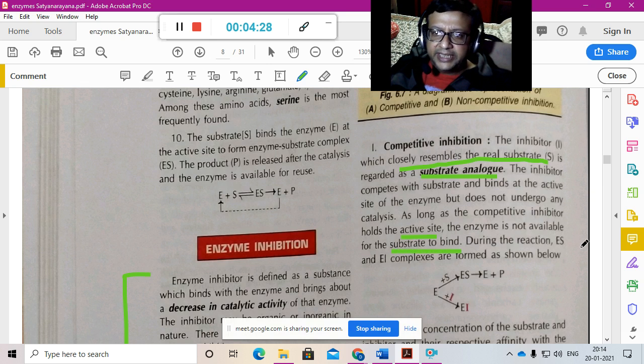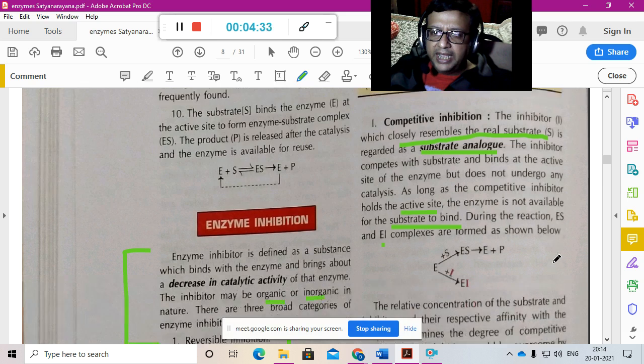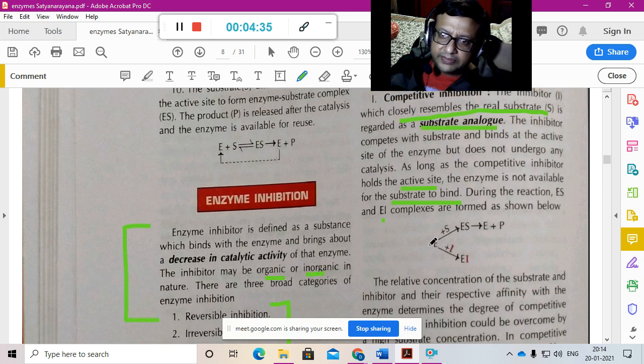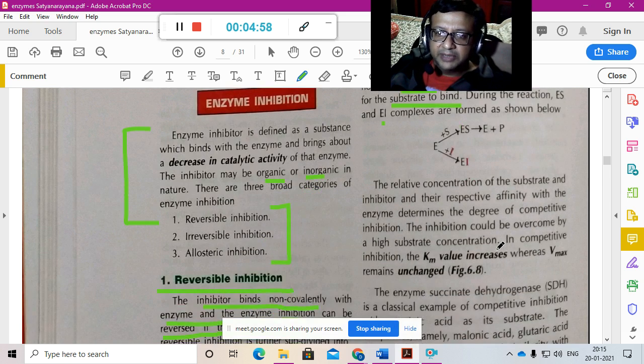During the reaction, enzyme-substrate and enzyme-inhibitor complexes are formed as shown below. Enzyme plus substrate forms the enzyme-substrate complex, which gives rise to enzyme plus products. Enzyme plus inhibitor gives rise to the enzyme-inhibitor complex, and when that complex forms, there is no product formed. So this is how the competitive inhibitor works.